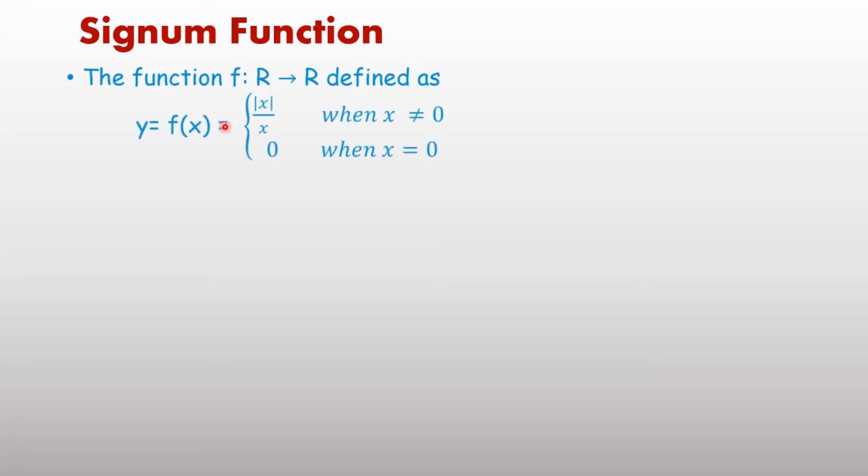Now next, the signum function, or it is also known as the sinum function. In some books the pronunciation is given as sinum function, or sometimes you can read it as signum function. It is defined as |x| upon x if x not equal to 0, and f(x) equal to 0 when x equal to 0. If x not equal to 0, two cases arise. It may be less than 0 or greater than 0.